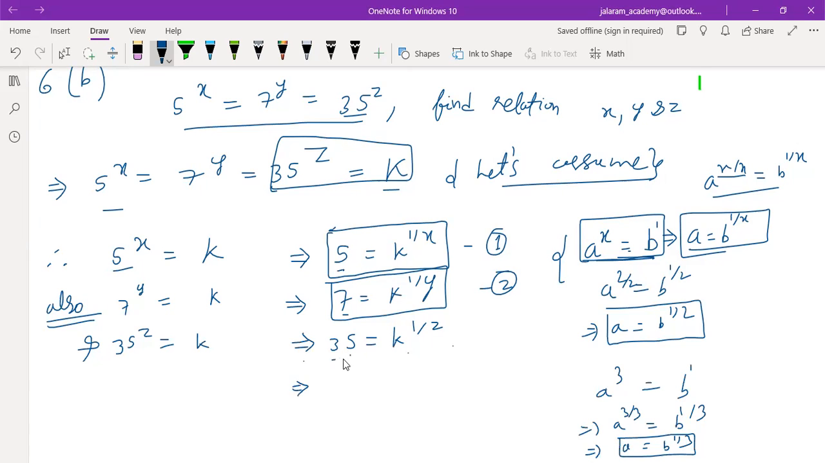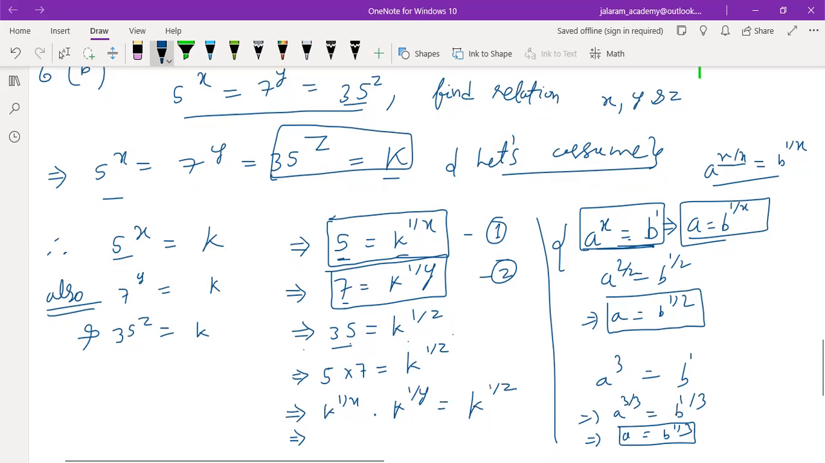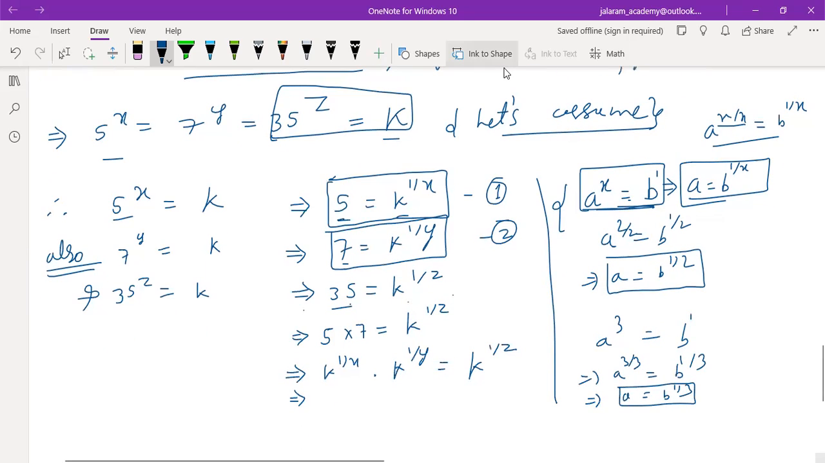And we know the values of 5 and 7, and we know the factors of 35. What are the factors of 35? So 7 and 5. 35 equals k to the power 1 by z. It implies now the value of 5 is k to the power 1 by x, value of 7 is k to the power 1 by y, equals k to the power 1 by z. Now can you tell the next step? What should be the next step?